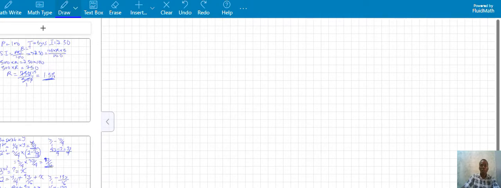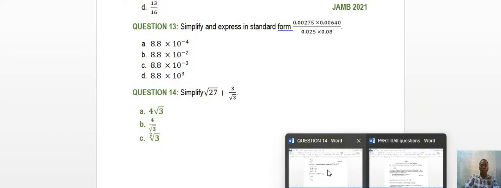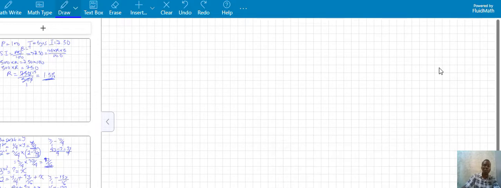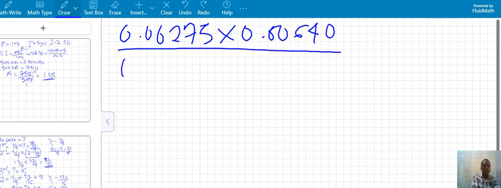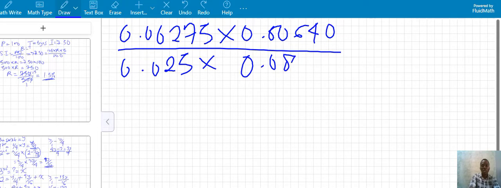Remember the question, you are asked to simplify 0.00275 times 0.00640 all over 0.025 times 0.08. Now let's go straight to the board. Now we have 0.00275 times 0.00640 all over 0.025 times 0.08.